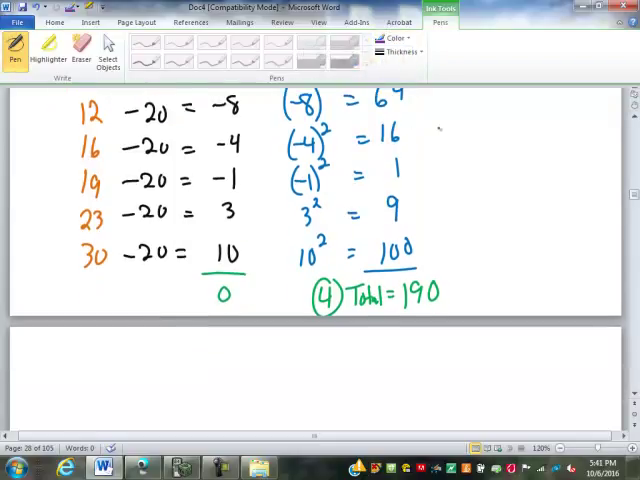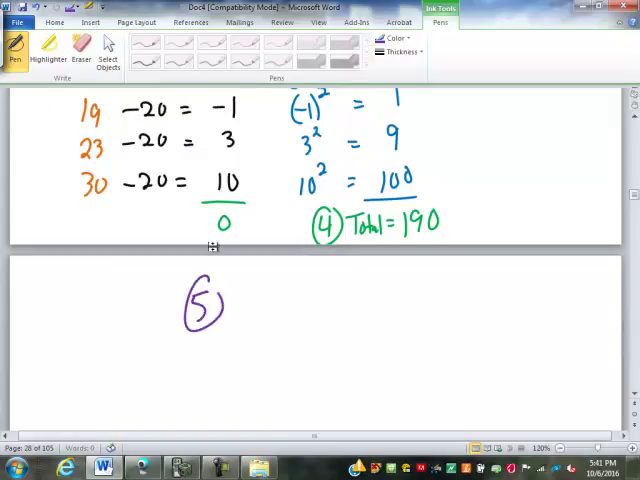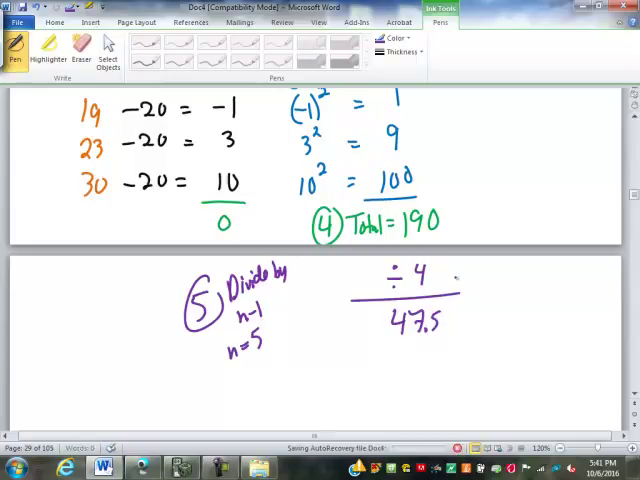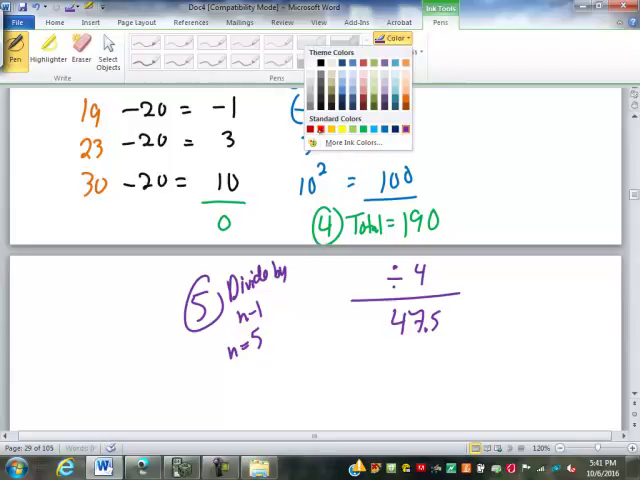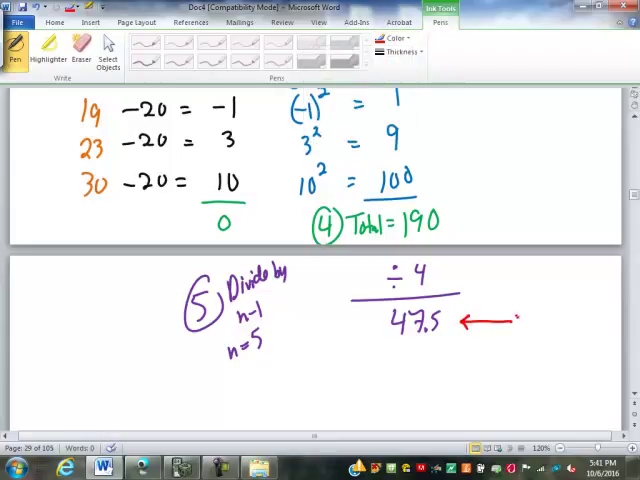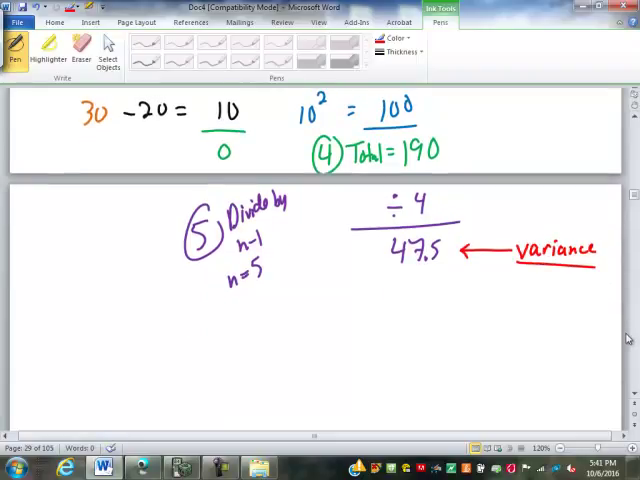Now, the step that confused a lot of people is step 5. What is step 5? Divide by n minus 1. N in this case equals 5, so we're going to divide by 4, which is going to give us 47.5. That actually had a name. That value right there is called what? It's called the variance. To find the standard deviation, though, we have to do step 6. Square root it.